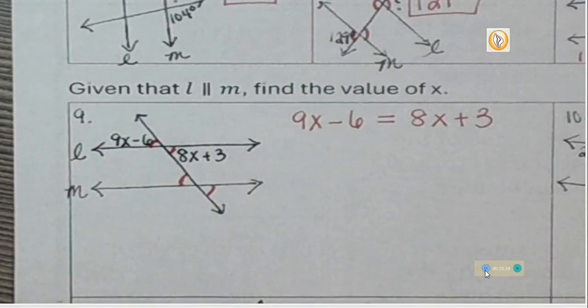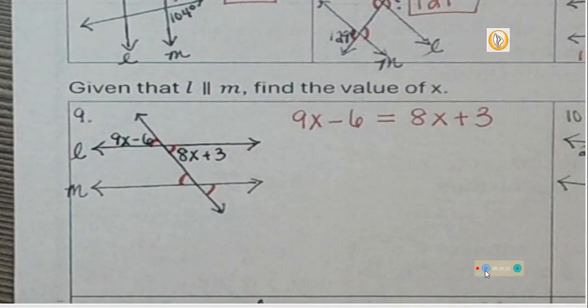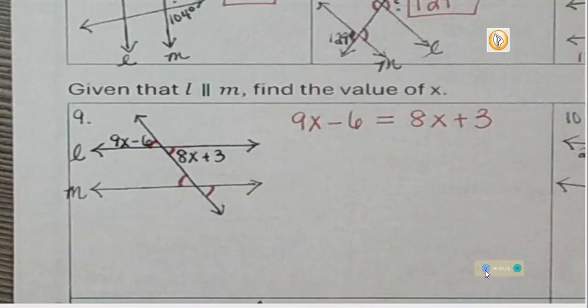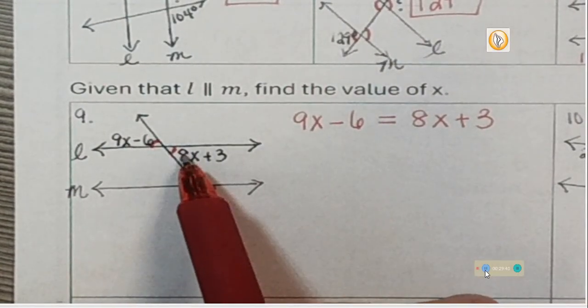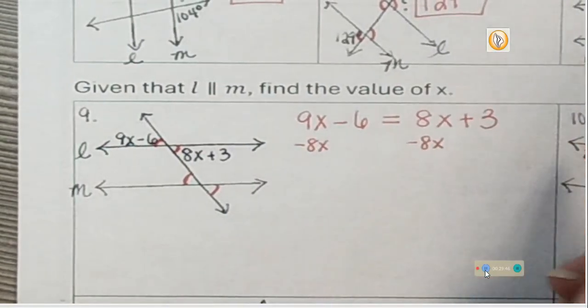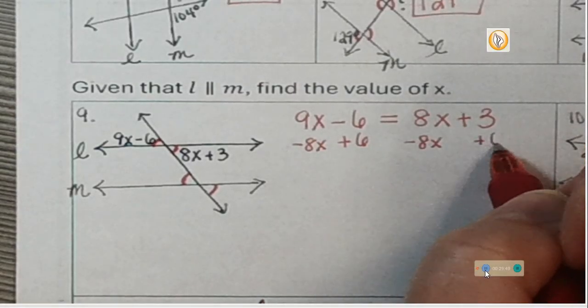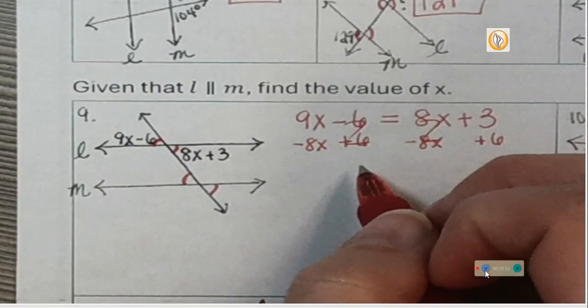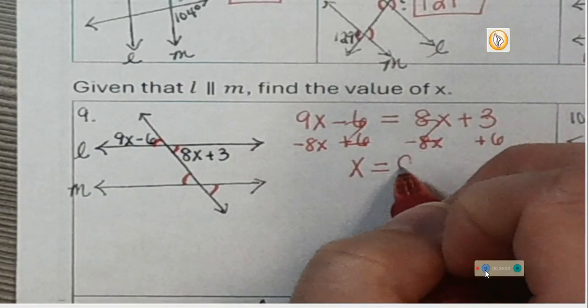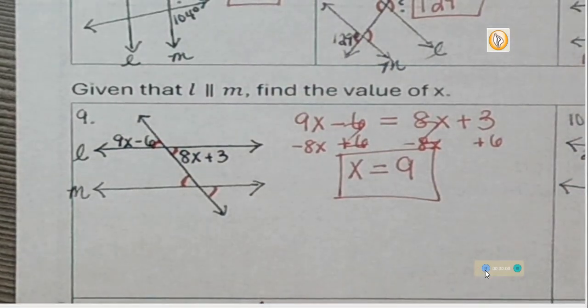If I asked you to tell me why, you'd tell me because they're vertical angles and vertical angles are equal. It's exactly what we were doing earlier. We did vertical angles before. Now, instead of plain old numbers, you have some expressions. These are equal because they're vertical, so I'm going to start solving. I'm going to take my variables to the left and my constants to the right. Inverses cancel. 9 minus 8 gives me x, and 3 plus 6 gives me 9. So x equals 9. That's all I was asked to find, so I can stop right there.